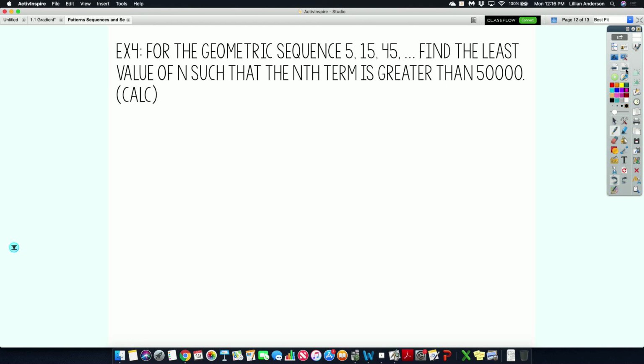This one is calculator. The last one is non-calculator. Step it up again. For the geometric sequence 5, 15, 45, we're going to find the least value of n such that the nth term is greater than 50,000. But that's IB wording for you. Find the least value of n such that the nth term is greater than 50,000.